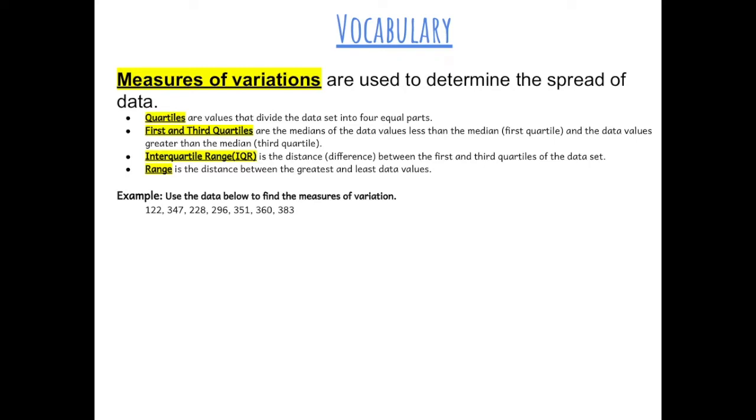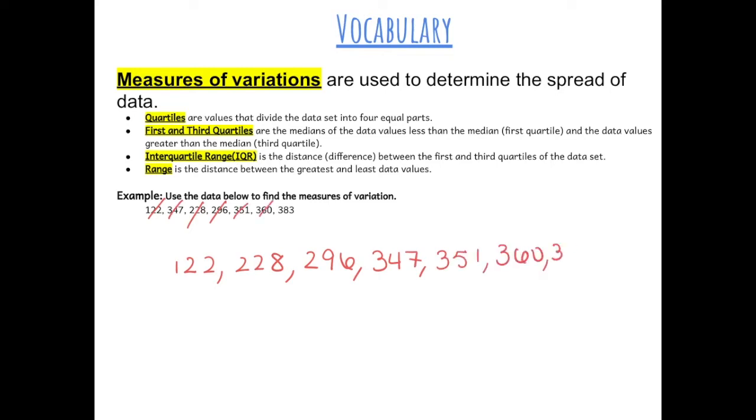So for example, use the data below to find the measures of variation. The first thing we want to do is sort the data from least to greatest. So first we have 122, and then 228, 296, 347, 351, 360, and lastly 383. So what we want to do is divide the data set into 4 equal parts.